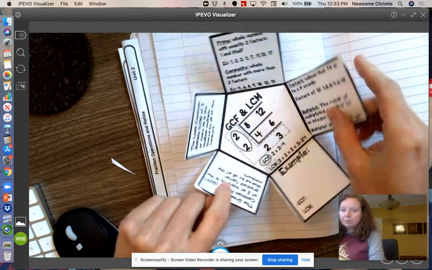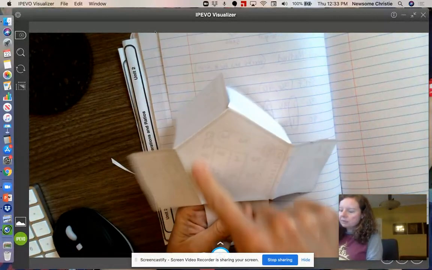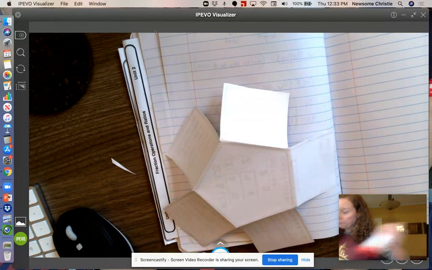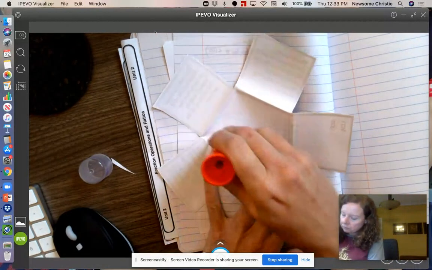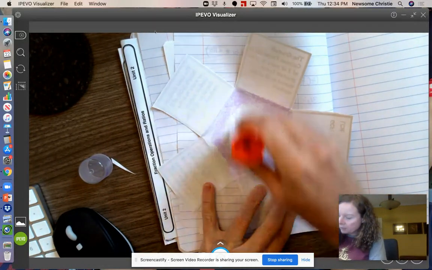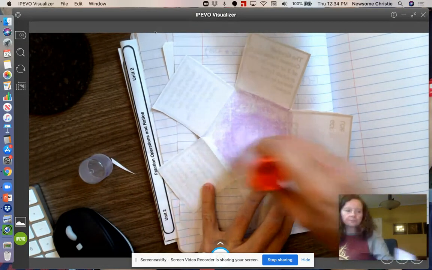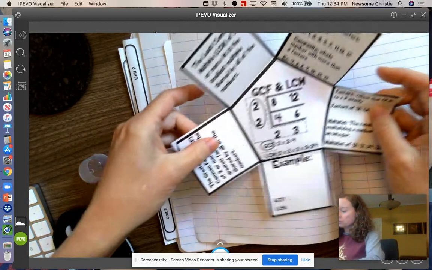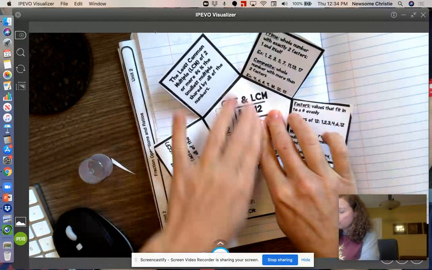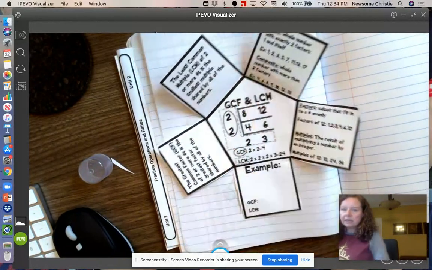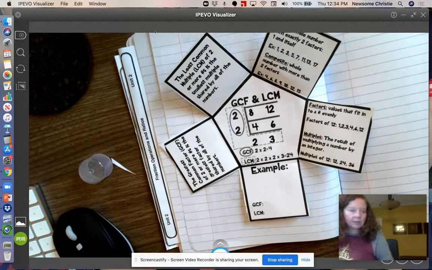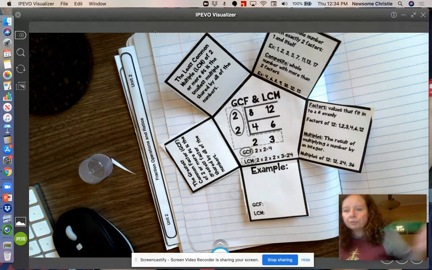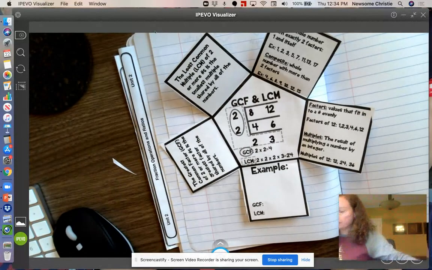So the only part that really gets glued is this pentagon. And the rest of it just ends up being able to be folded. Okay? So if you need to pause the video to get that glued in and ready, you go right ahead. I'm going to go ahead and keep going because mine is ready to go. But you feel free to pause until you're ready to keep going.